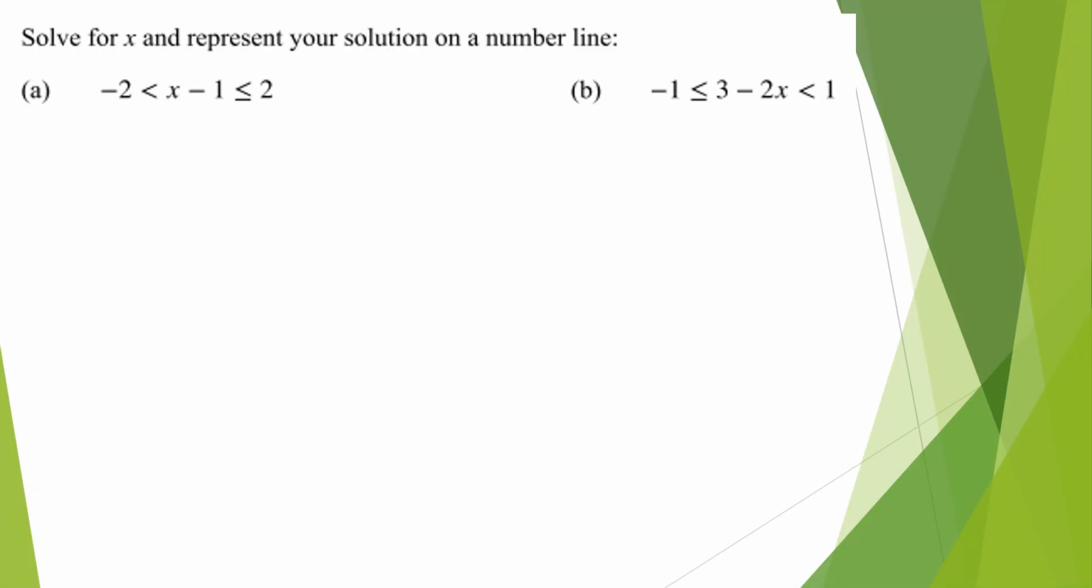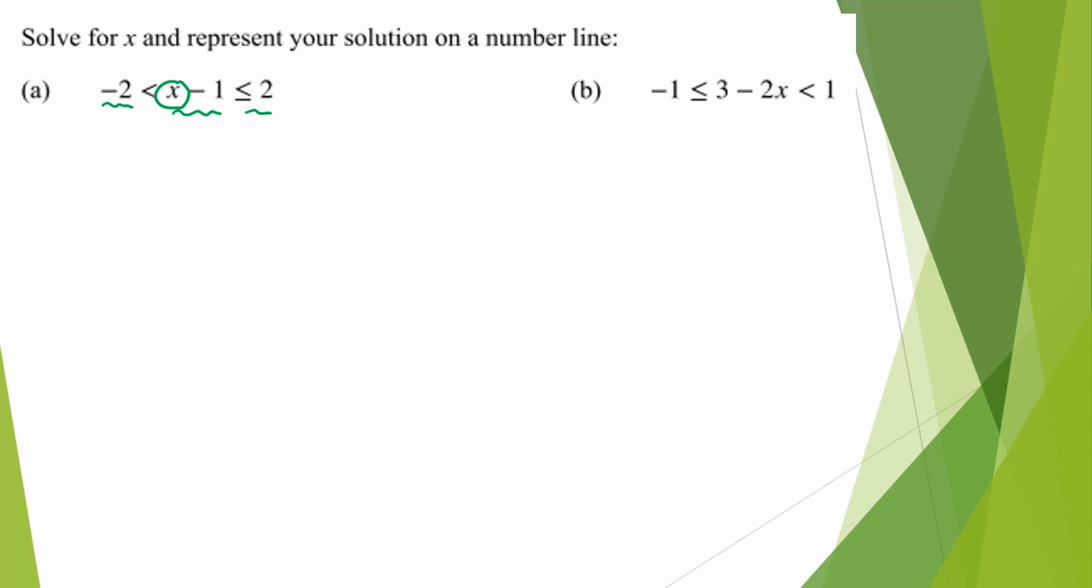Okay, the following set of examples are a little bit more complicated, but the rules are the same. So we, of course, need to isolate x. So we need to add 1 for all three of these expressions. So we add 1 here, add 1, add 1, because we want to get rid of the 1.